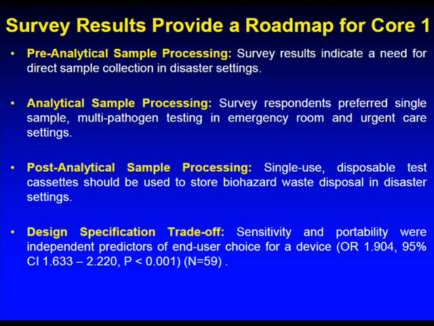To summarize the impact of needs assessment on Core 1, respondents prefer a direct sampling method in a disaster setting. Respondents prefer single sample, multi-pathogen analytical processing in emergency room and urgent care settings. Ideally, the device should use a disposable test cassette that doubles as biohazard waste disposal. Also, the device should be highly sensitive and portable.